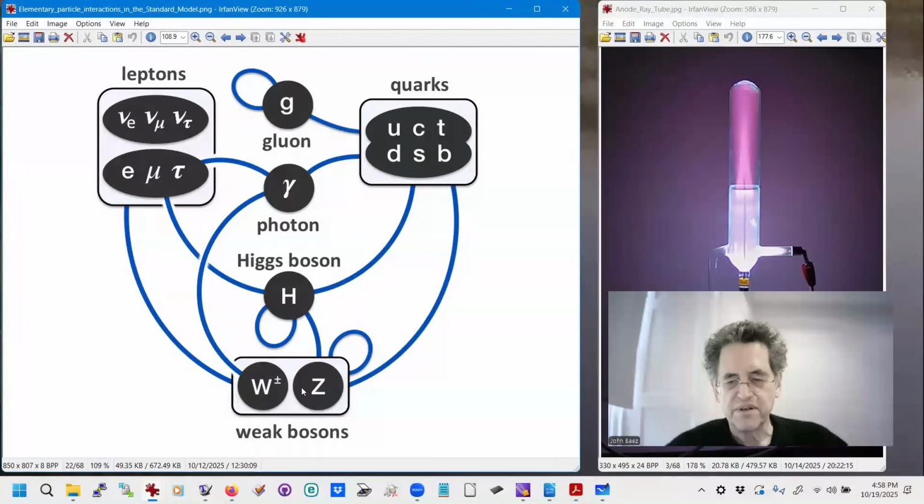So I hope that you stick with me to the point where I get to talk about that stuff. But we'll start out introducing some of the math of the Standard Model.